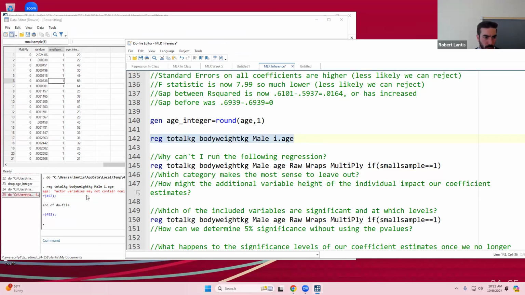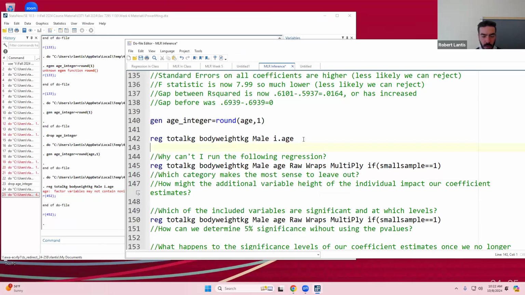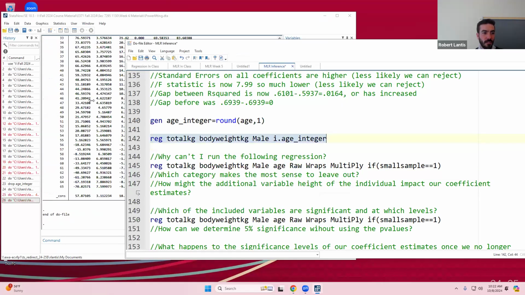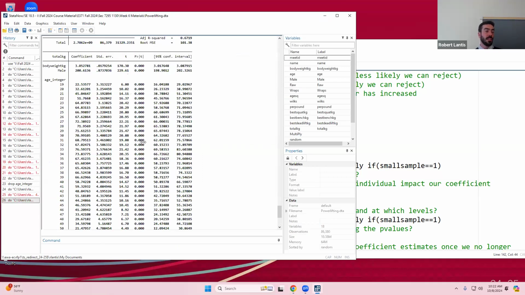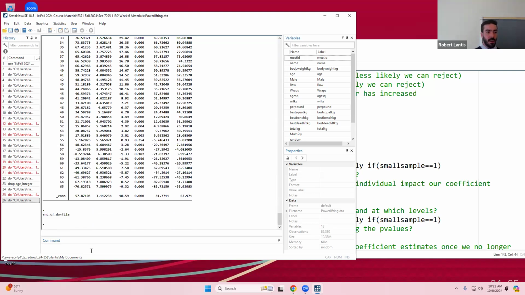Sorry. Because I don't need to use the old one. I now need to use the new variable I created. There we go. So this is kind of crazy, right? But basically, using this i. command was a way we could include a dummy variable for every single possible response. So now every age has its own dummy variable, right? It's including them all. Now, this goes all the way up to 65.